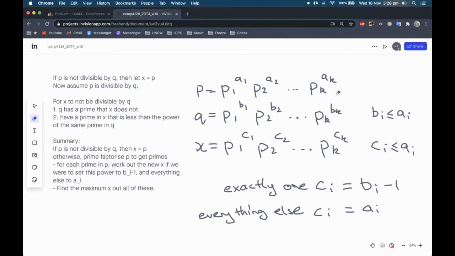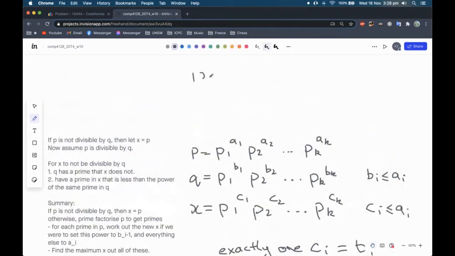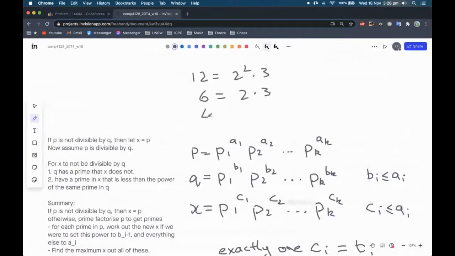The example input 12 and 6 shows this. Yes, so let's have a look at it. 12 equals 2 squared times 3. 6 equals 2 times 3. And the answer was 4. So in this particular case, we chose to lower 3 instead of lowering 2. Okay.